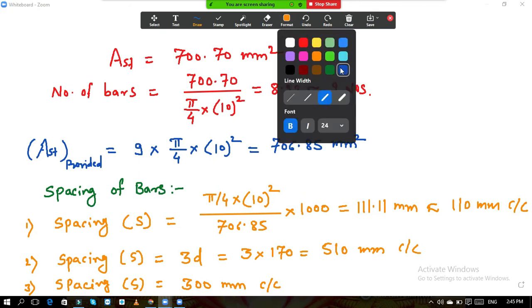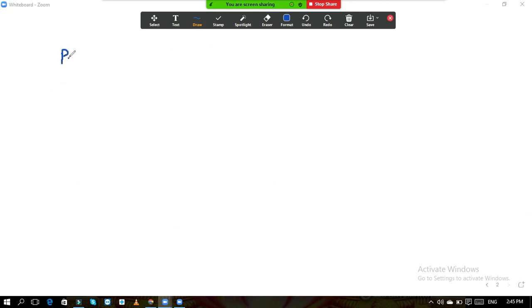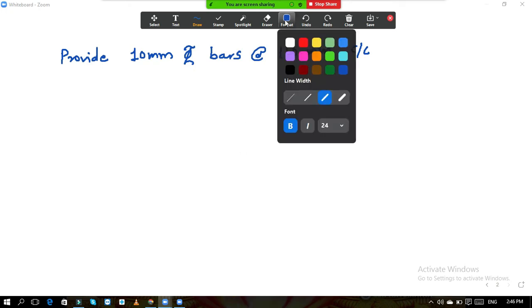The minimum value is 110. So here I will write: provide 10 mm diameter bars about 110 mm center to center. This is for flight AB and CD. Now similarly, we will calculate the steel required for flight BC.